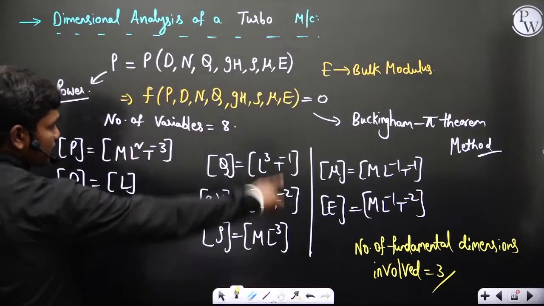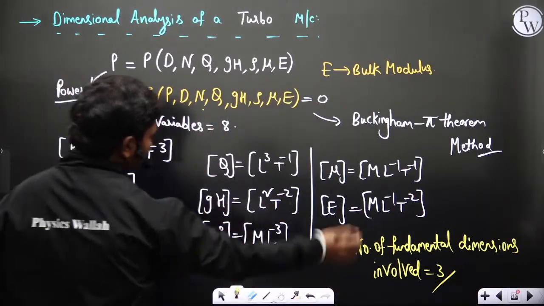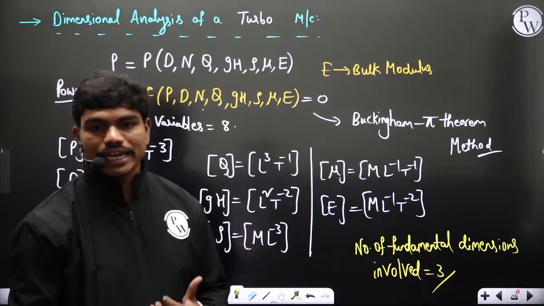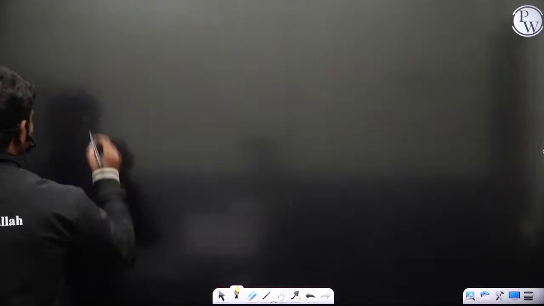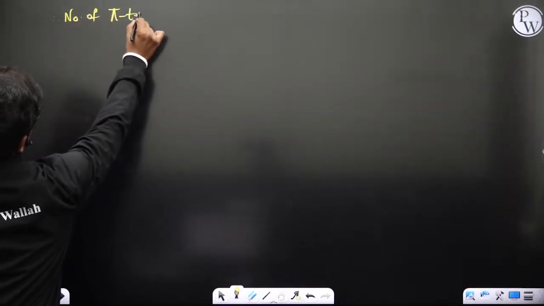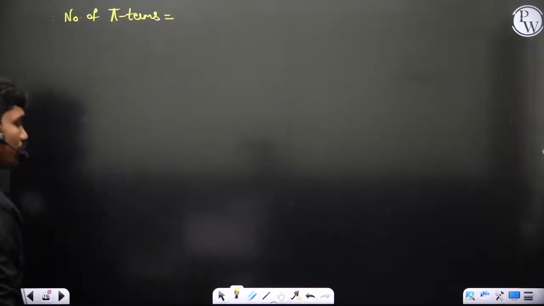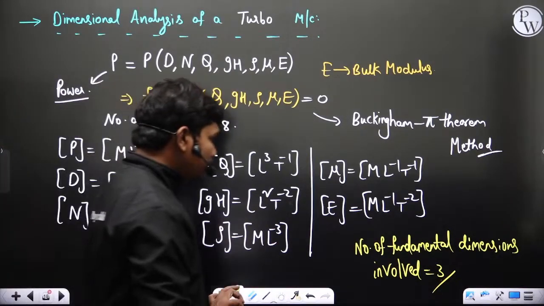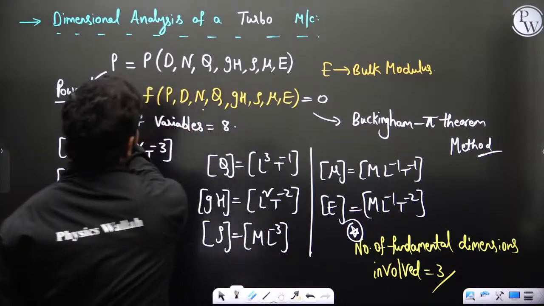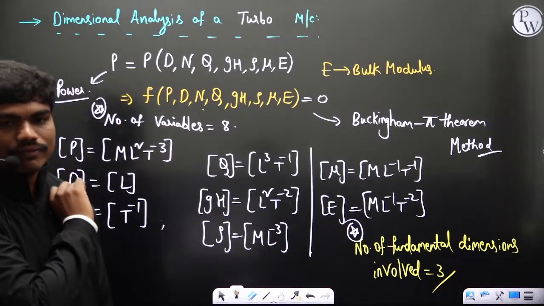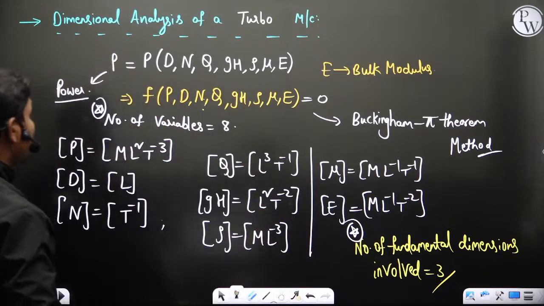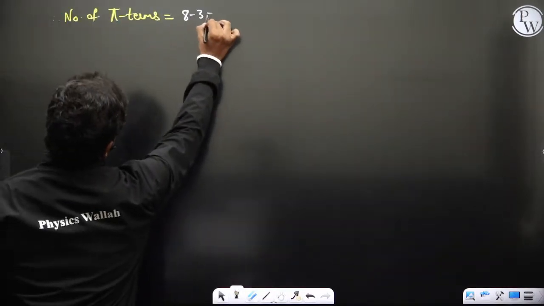So as per the Buckingham-Pi theorem, a total of 8 variables are there. These 8 variables involve 3 fundamental dimensions. So how many dimensionless terms, how many pi terms can I generate? Please tell me. There are 3 fundamental dimensions involved, and in total there are 8 variables in this function. Then what is the total number of pi terms? It is m minus n, right? So 8 minus 3, which is 5. So the number of pi terms is 5.